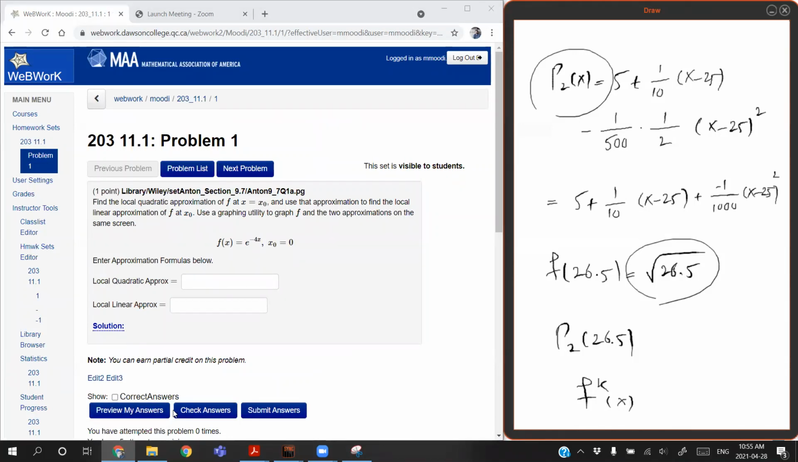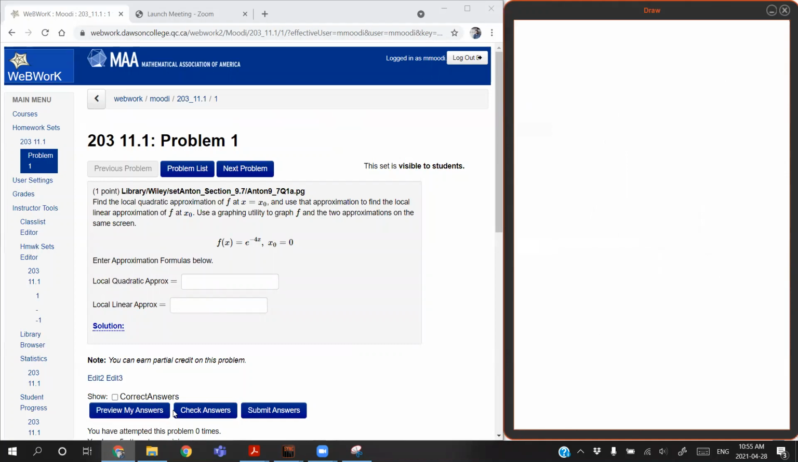There is something I need to mention about these problems. The terminology here could be a little different. So let me tell you what quadratic approximation and linear approximation mean. Whenever you see linear approximation, it simply means you approximate f of x using P1 of x. So P1 of x is going to be a linear function, a polynomial of degree 1.